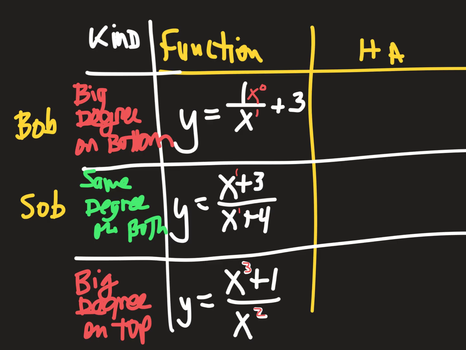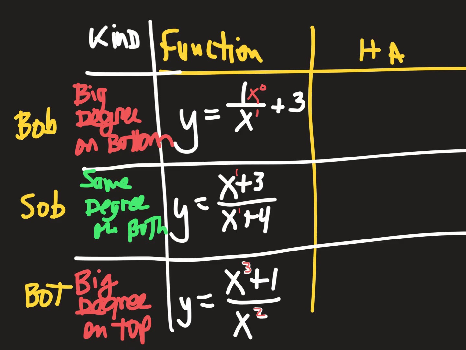Again, if you write this on an AP Calculus test as the reason that the horizontal asymptote is this way, do you think that the reader of the test knows what a SOB is? No, I'm making this up. But it's a way to remember it. It's the same on both. And bigger on the top, that's a BOT. And again, you're not allowed to write that on your test. That is not an official thing. There's no such thing as a BOT.